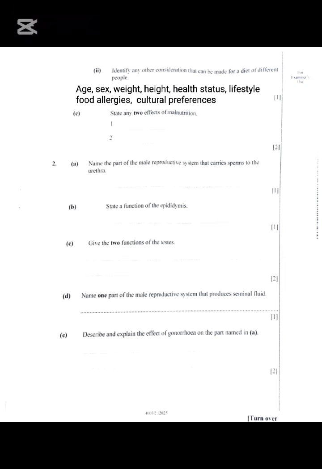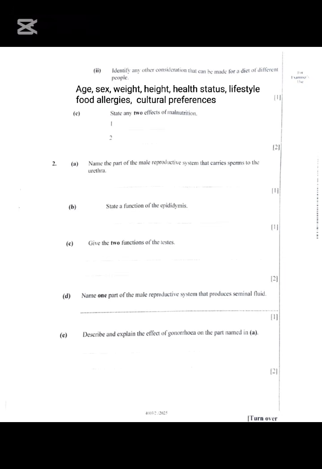We also need to look at the cultural or personal preferences. Some are vegetarian who don't eat meat, and others, they go to churches where they are not allowed to take certain foods, for example, pork. So these are some of the considerations that can be made for a diet of different people.